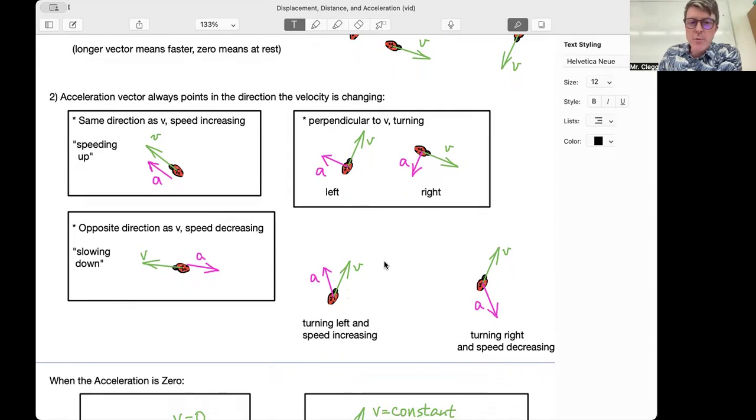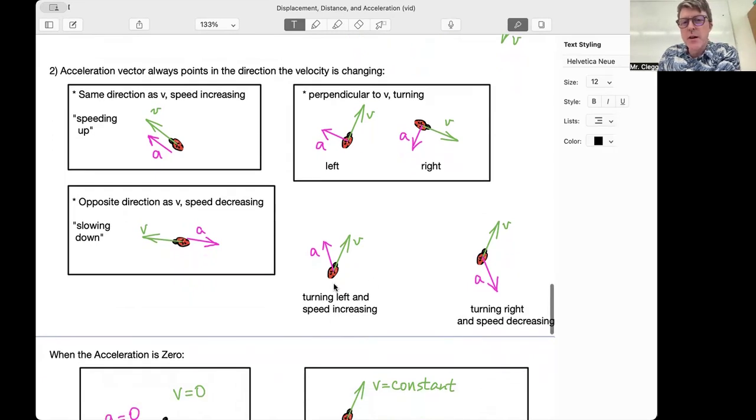Now, you can do more than one at the same time if we are going both forward. Let's say our acceleration is forward and to the left, then we're turning left and increasing the speed at the same time. This would be like if you were turning your car to the left and pressing hard on the gas to increase your speed at the same time. Then if you are turning right, for example, and hitting the brakes at the same time, then you'll be slowing down and turning right at the same time. The acceleration will be back and to the right.